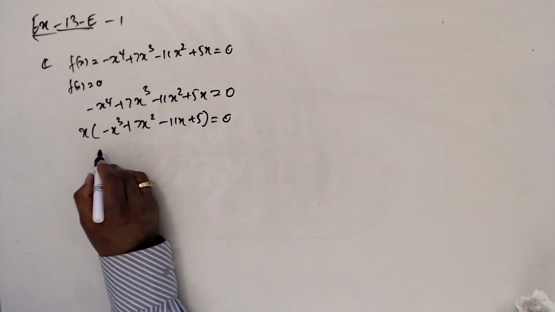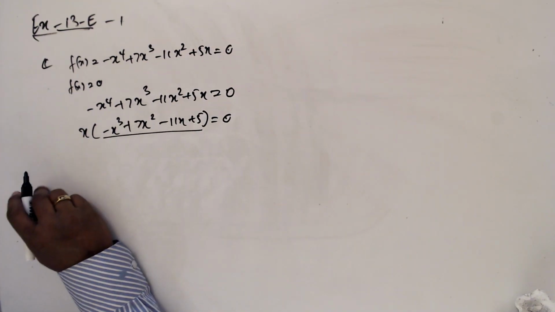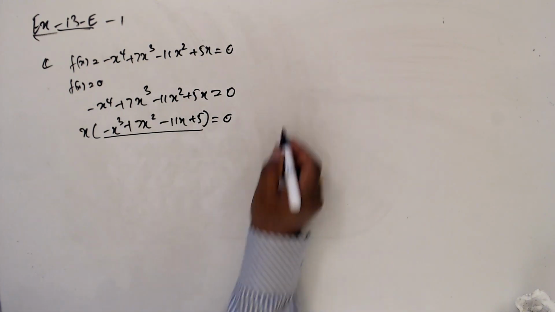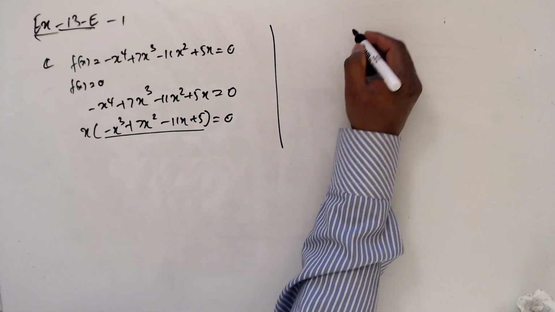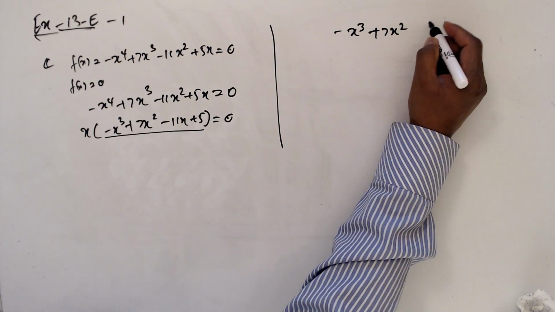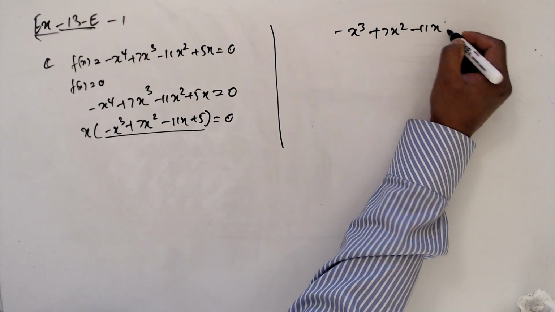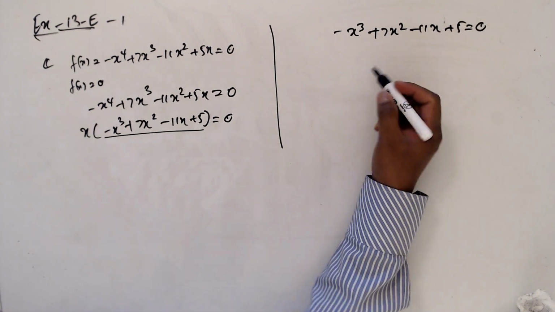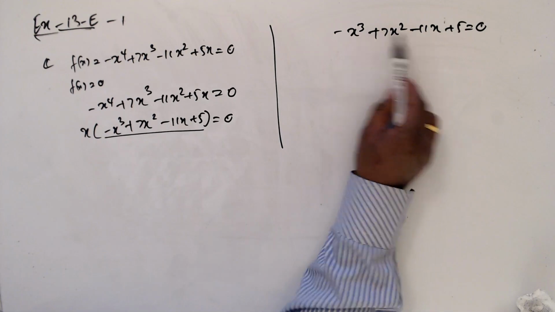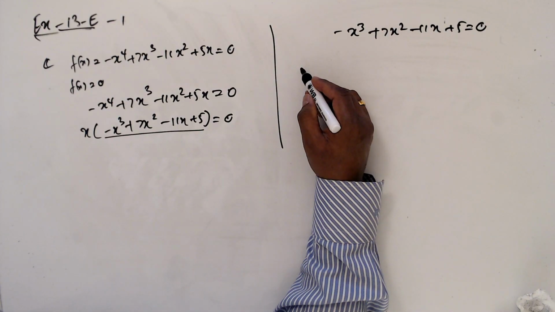Now, I have to break this one. We work separately. Minus x^3 plus 7x^2 minus 11x plus 5 equals 0. Which one satisfies this equation? x equal 1.